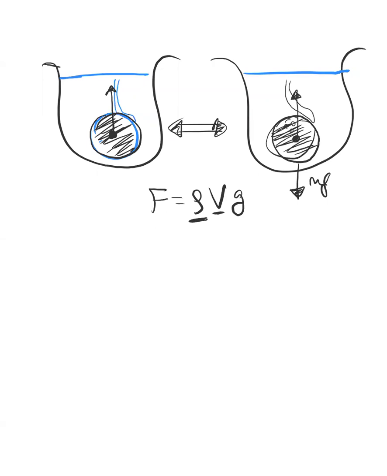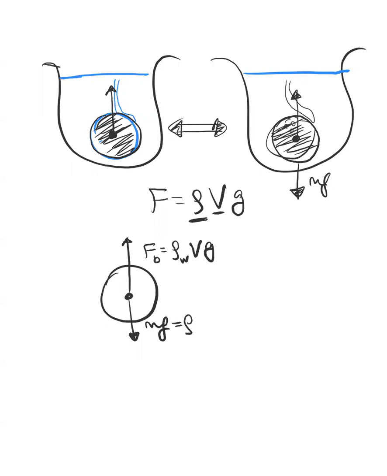So if you think about this basketball here, it experiences gravitational force mg. It also experiences buoyant force FB, and this is rho of water times the volume times G, and this force is rho of basketball times volume of the basketball times G.